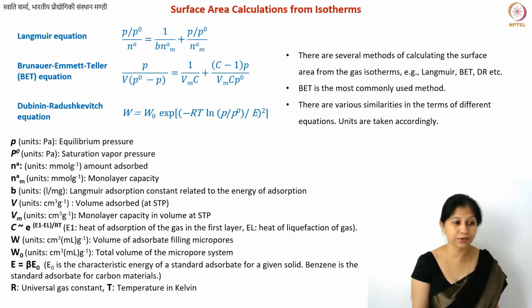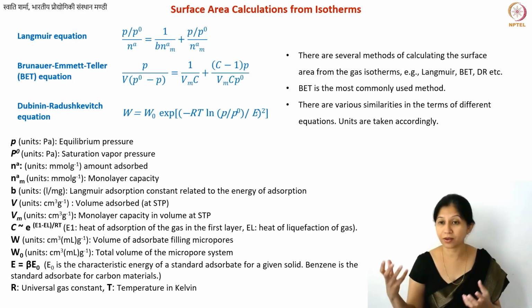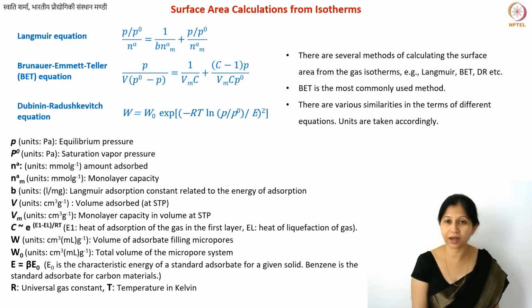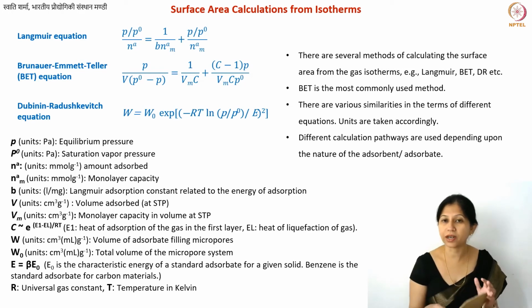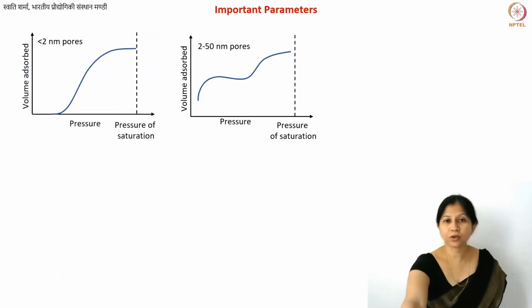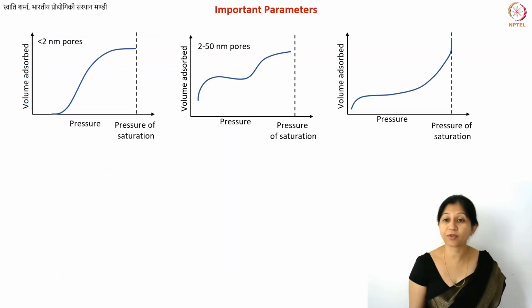I will not go into the derivation. Actually, these are very simple derivations also. It is just the change in pressure based on the number of molecules that are being adsorbed. The number of molecules can be number or volume or the mole fraction. That is the only difference. So you need to also see the chemical structure, physical structure, all of that, and accordingly you can select your calculation pathway. Okay, so here I have shown some different shapes of the isotherms.